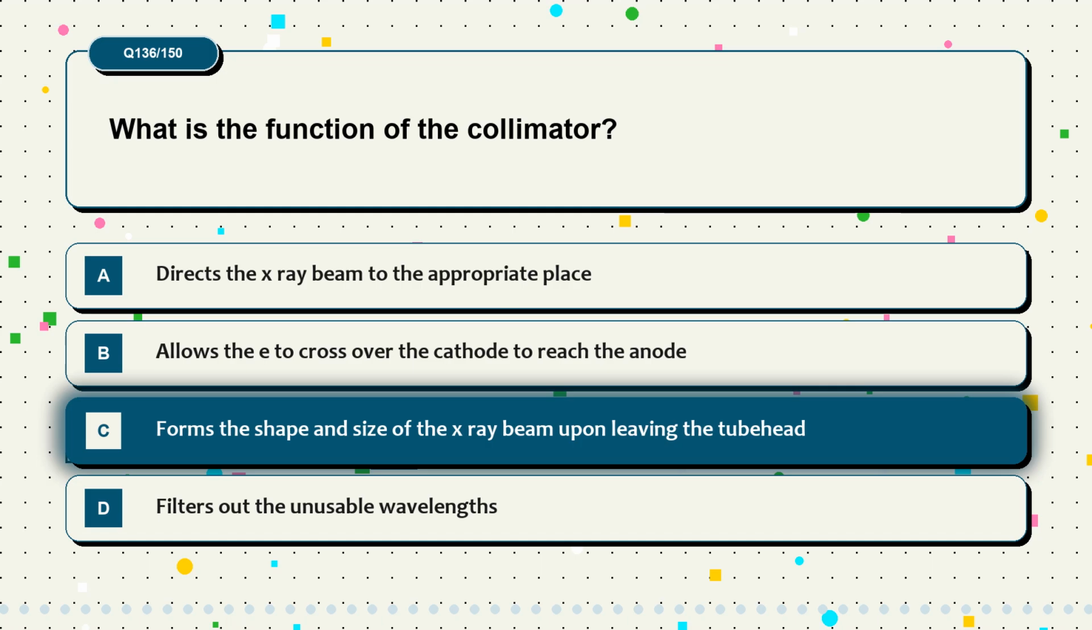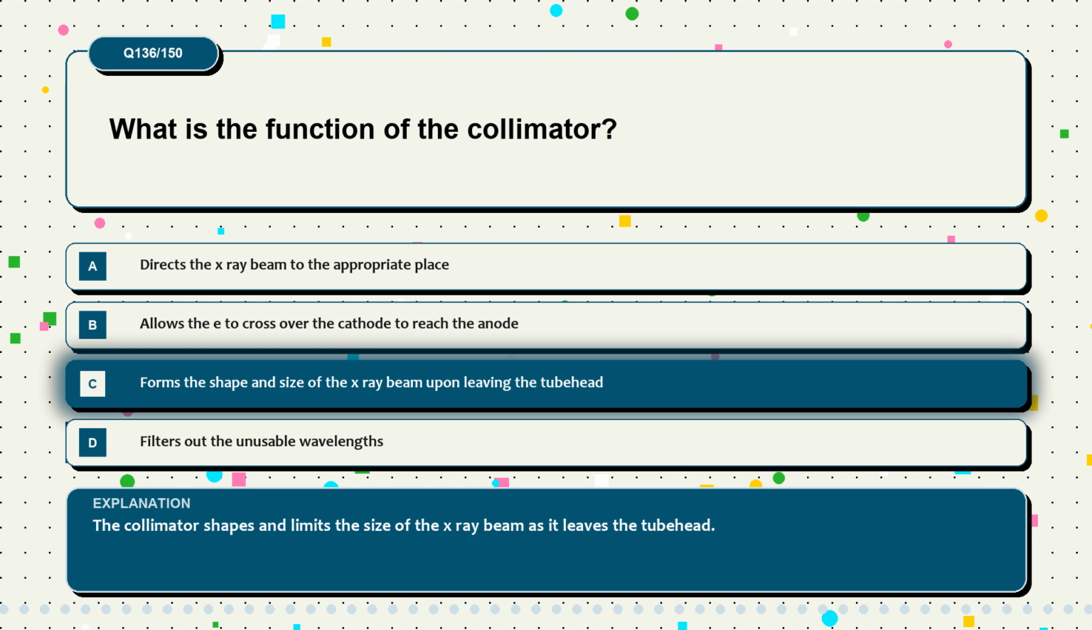The correct answer is option C, forms the shape and size of the X-ray beam upon leaving the tube head. The collimator shapes and limits the size of the X-ray beam as it leaves the tube head.